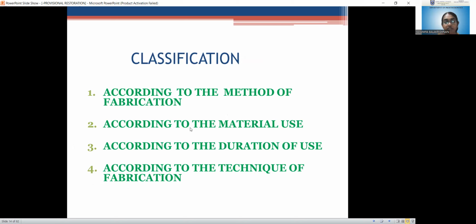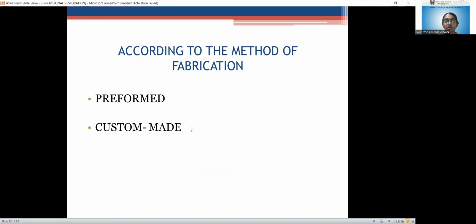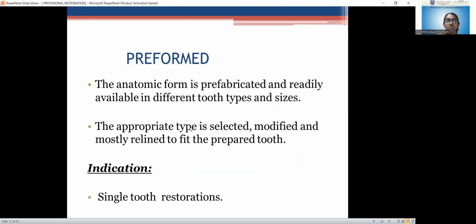So next, how can we classify the provisional restorations? Provisional restorations are classified according to the method of fabrication, according to the material used, according to the duration of use, and according to the technique of fabrication. According to the method of fabrication, it is divided into preformed and custom made. Preformed means it is already prefabricated. The anatomic form is prefabricated and available in different sizes and types.